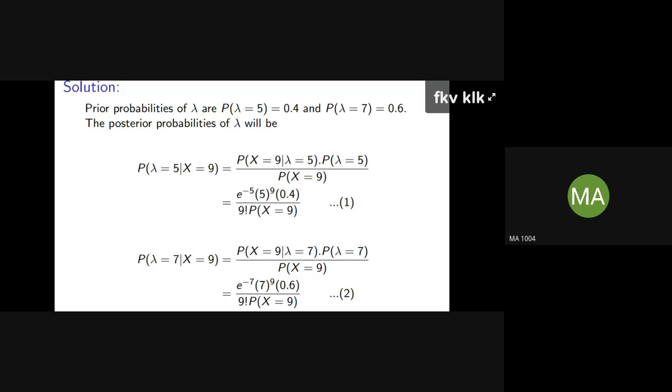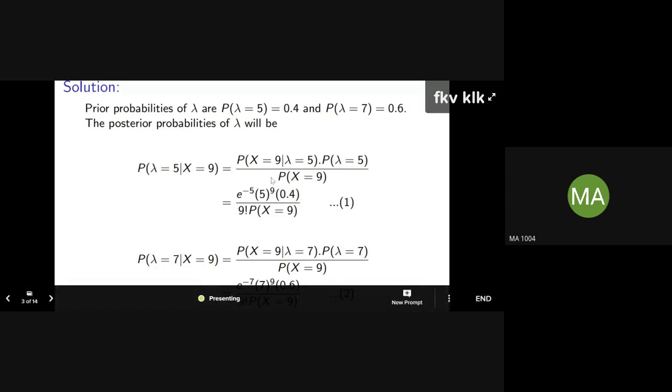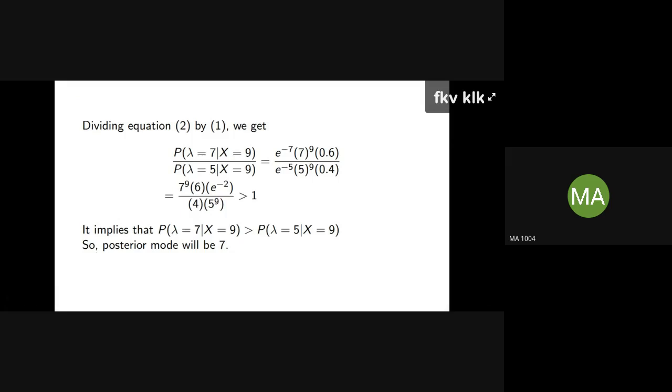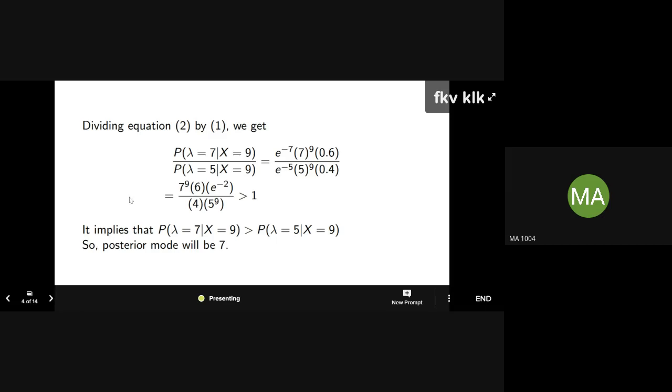Same thing we repeat for probability lambda equals 7 given x equal 9. Here we have not calculated probability x equal 9; you can calculate it whichever way you find easier. What we have done is just taken the division of both the terms. This ratio, probability lambda equals 7 given x equal 9 divided by probability lambda equals 5 given x equal 9, turns out to be greater than 1.